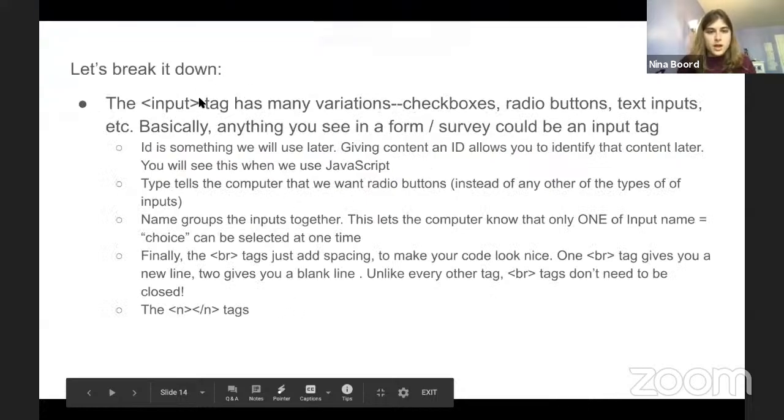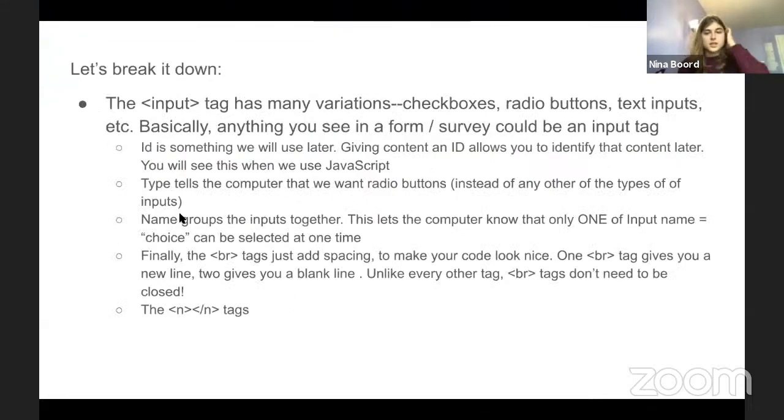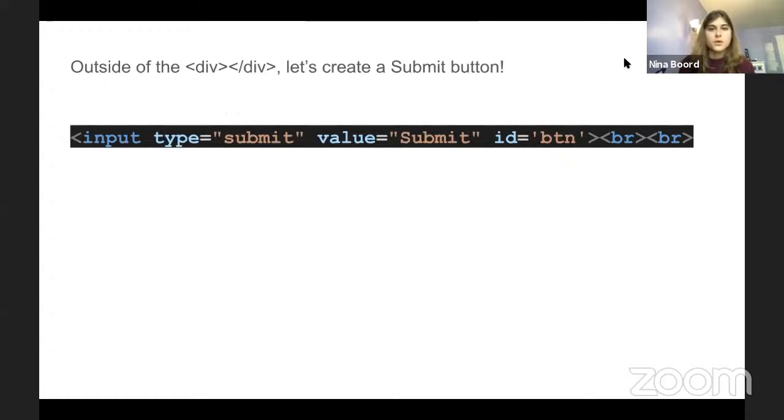Great. So I kind of explained this, but ID is something we're going to use later. That just allows you to identify something in your CSS or JavaScript files. Type, again, just radio buttons, and BR adds spacing. So everything I already said. Okay, cool. So now let's create a submit button.